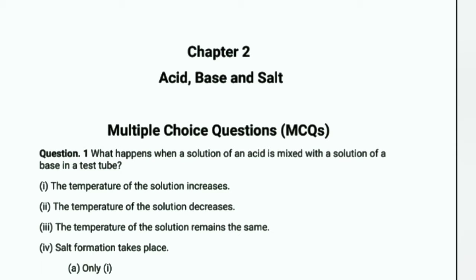What happens when a solution of an acid is mixed with a solution of a base in a test tube? Answer: D number. Salt formation takes place. The reaction of acid and base is an exothermic reaction and results in the formation of salt and water.